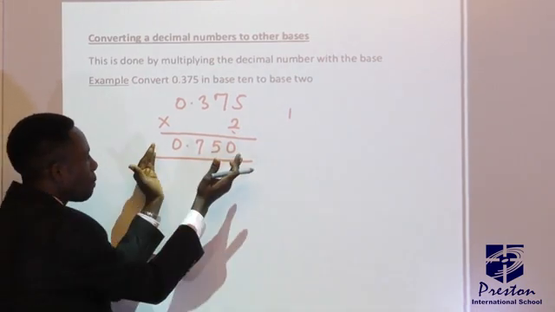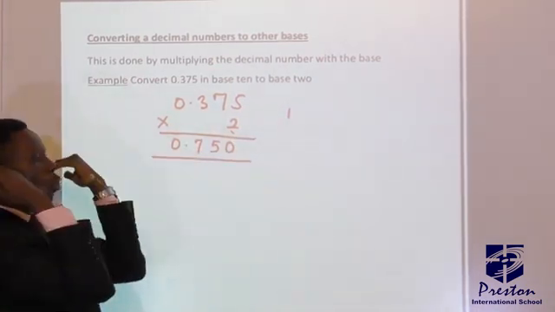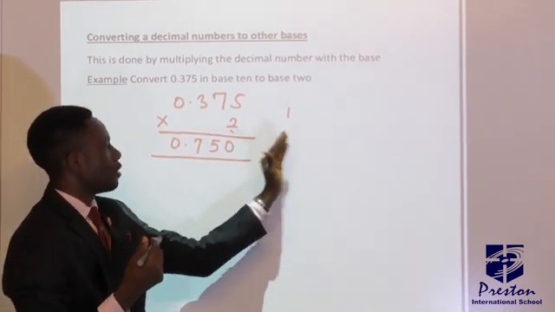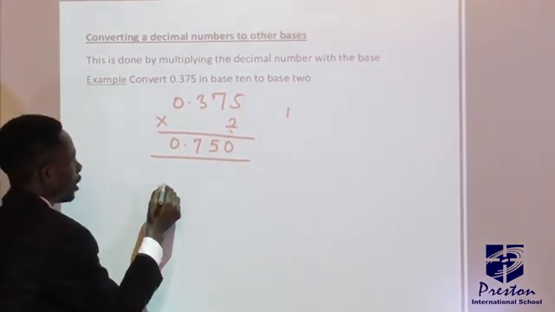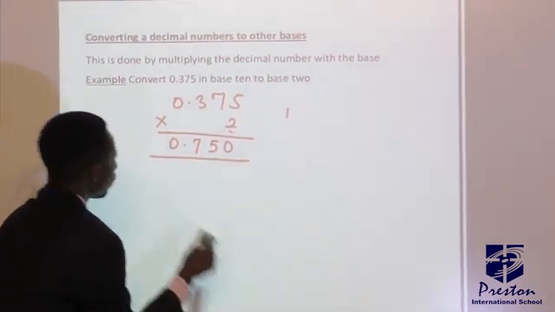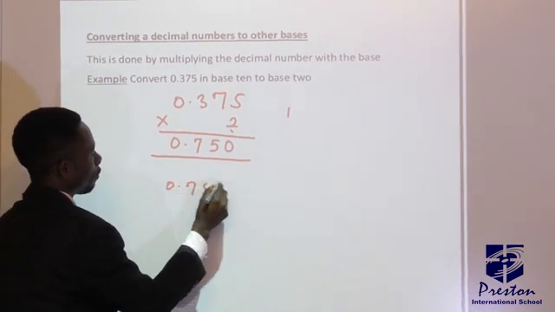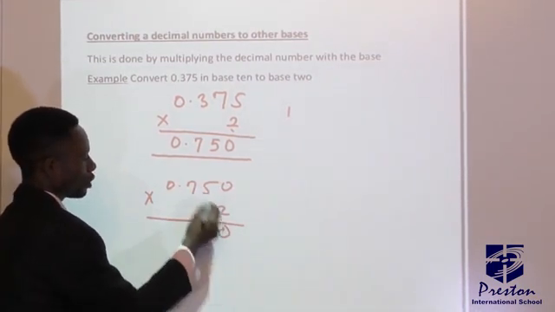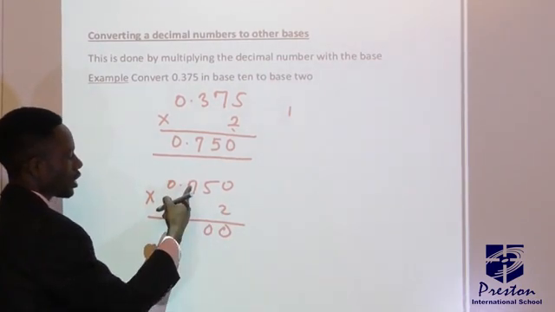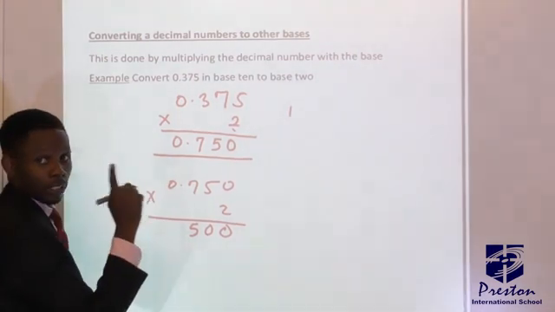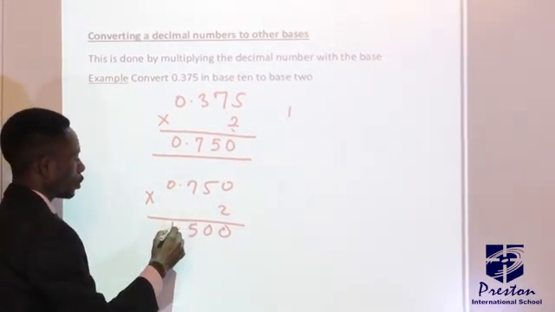We continue, we only pick the decimal aspect of it and leave the whole number. And what is the decimal part? The decimal part is 750. So we move down to the next step by saying, okay, we have 0.750 multiplied by 2 again. This will give us 2 times 0, 0, 2 times 5, 10, pick 1, 2 times 7, that will give us 14, 14 plus 1, 15, 2 times 0, that is 0 plus 1, that will give us 1.